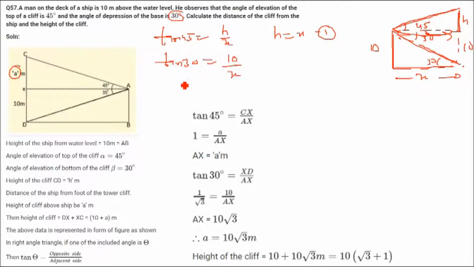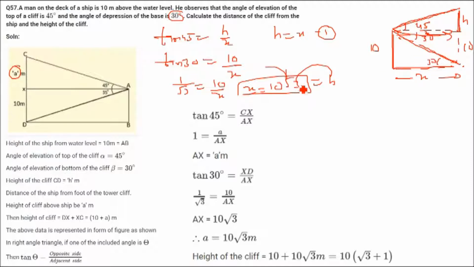So what do we get? tan 30 is 1 by root 3, equal to 10 by x. So x is 10 root 3. So this is the answer, and because h is also this one, both of these are 10 root 3.